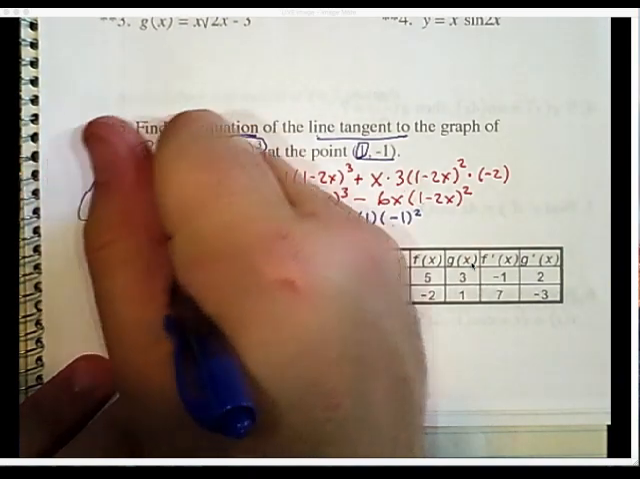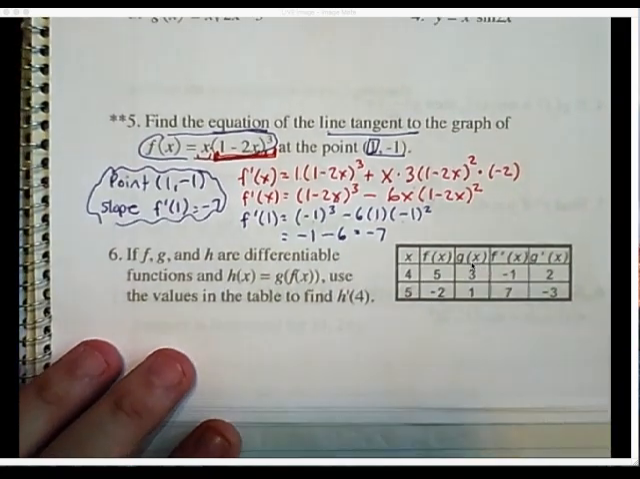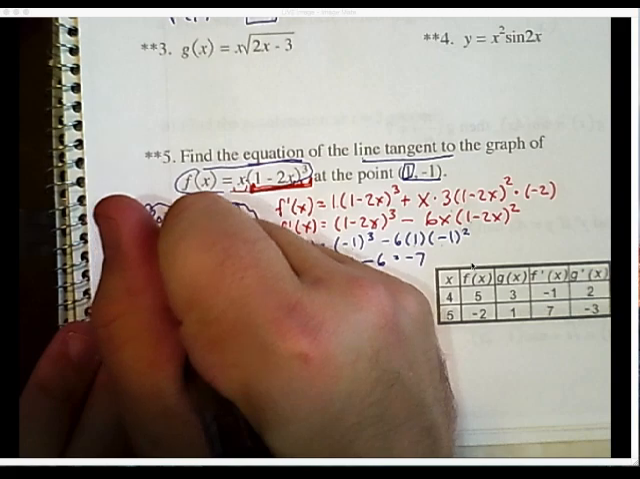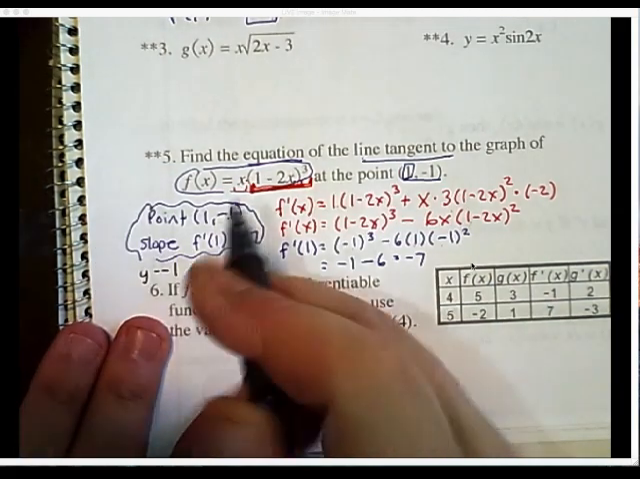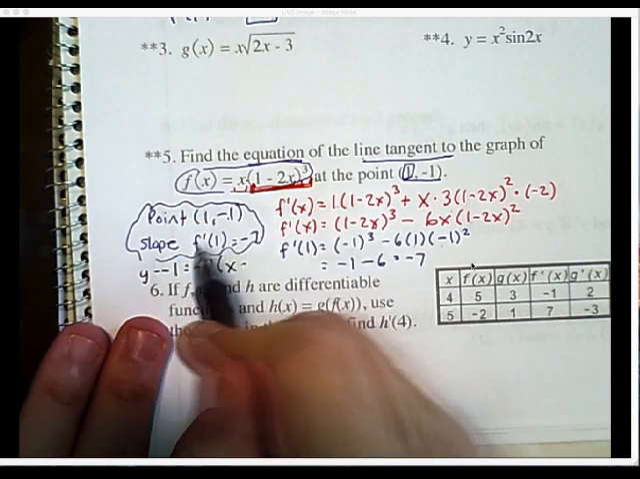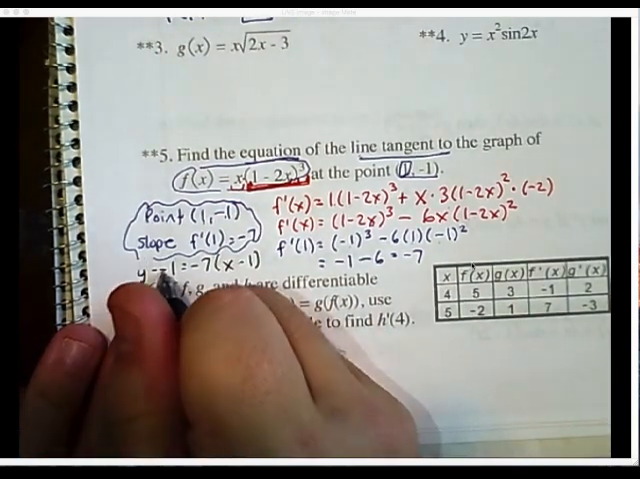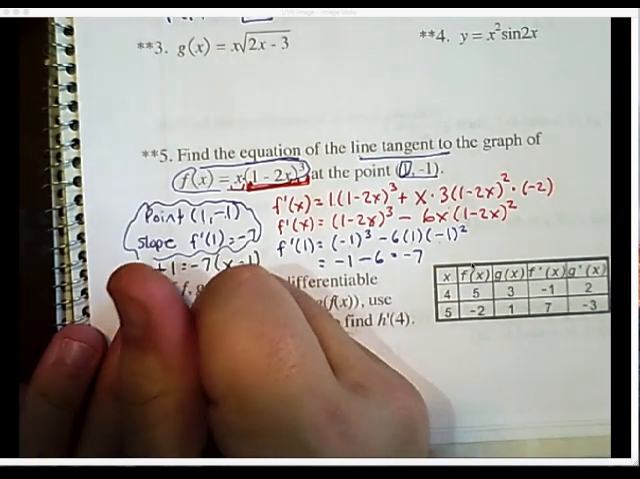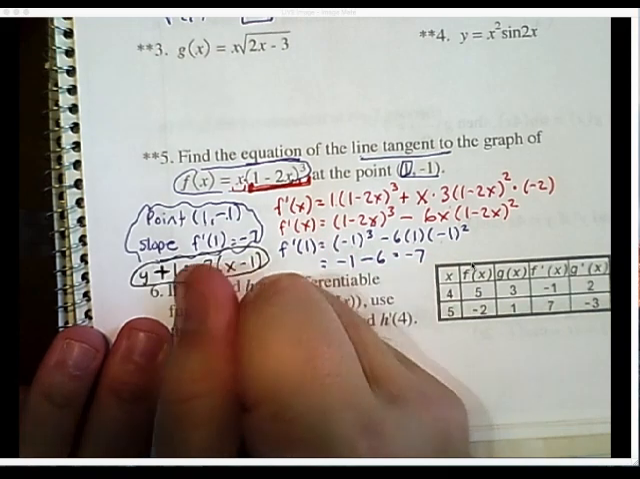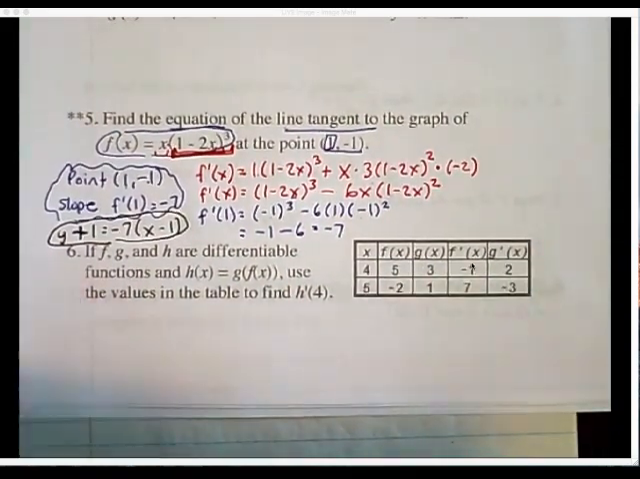As soon as I have this information, I can write the equation of the tangent line. So the equation of the tangent line would be y minus -1 from there equals -7, x minus 1 from here. These two negatives together, change that to a plus. And this in black, that's the answer I'm going for.